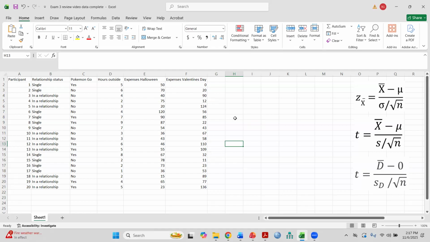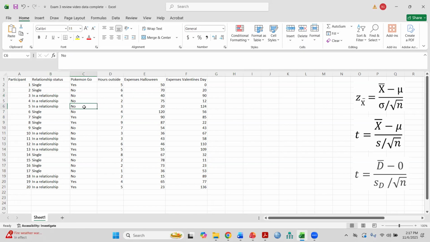If I said, I think that people who are in relationships spend more money on Halloween than people who are single, what's that? Well, then we've got two different groups, single people and people who are in a relationship. And I want to know if they spend, on average, different amounts of money on Halloween. Well, that's an independent samples t-test, right? Independent samples t-test, because there are two separate groups of people.